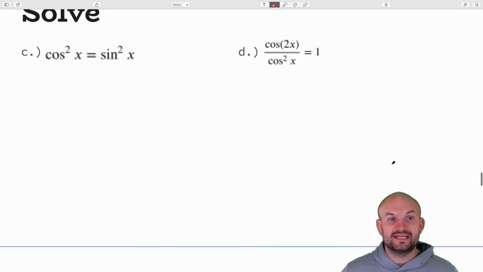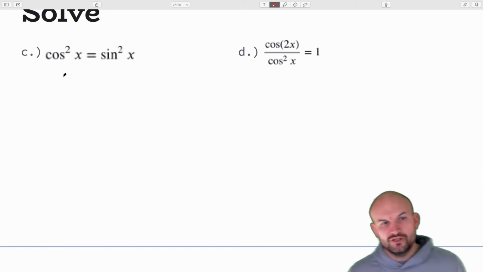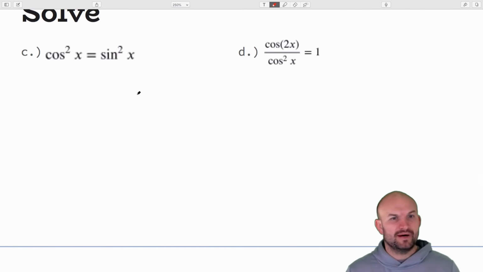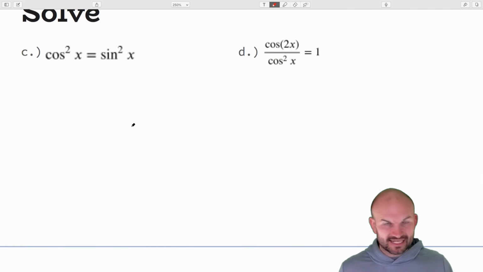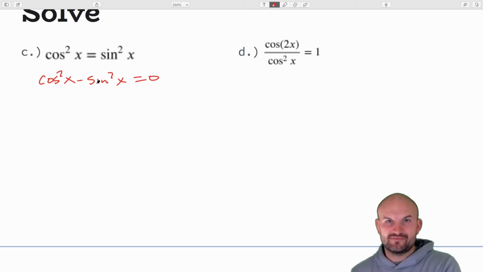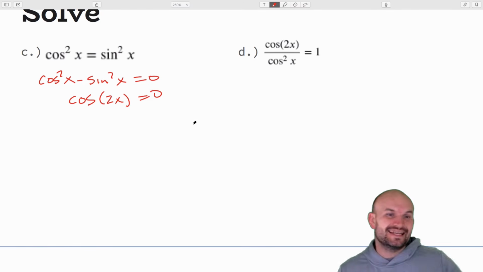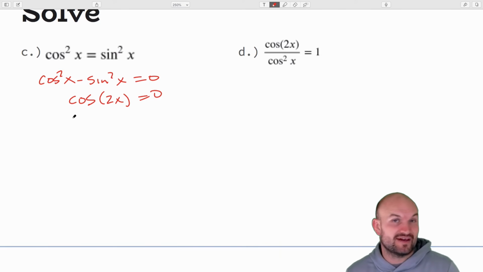All right, for the next one, now this one's kind of interesting. You could convert them to the same, but basically I'm trying to isolate either my variable or my trig function, or I want to set it equal to 0. So I'm just going to set this equal to 0, and I recognized here that I have cosine squared of x minus sine squared of x. I can rewrite that as the cosine of 2x equals 0. Now I can apply that double angle formula. Now I just got to see when cosine is equal to 0. So I'll find all the solutions first.